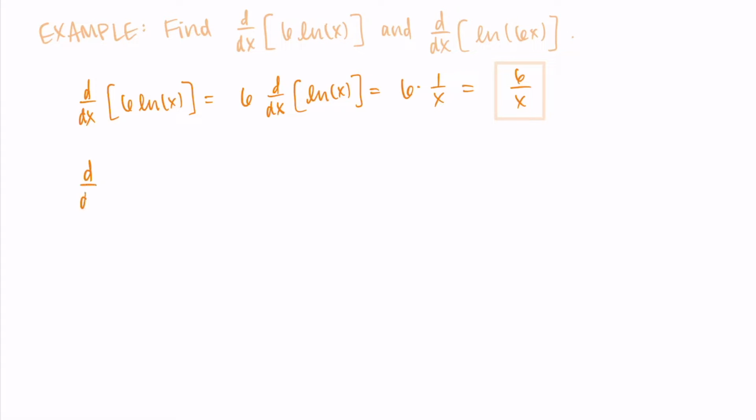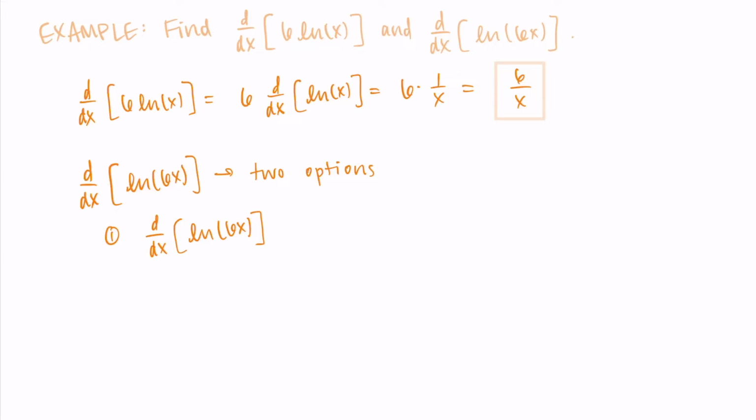Next, let's do the derivative of natural log of 6x. There are actually two options for how you can do this. I'll show you both. So the first option uses properties of logarithms. So to take the derivative of the natural log of 6x, we're going to split that 6x over two logarithms. So when you have the log of two things multiplied together, you can split it up as the log of the first thing plus the log of the second thing. So here we can rewrite log of 6x as ln 6 plus ln x. And that's by a property of logarithms.